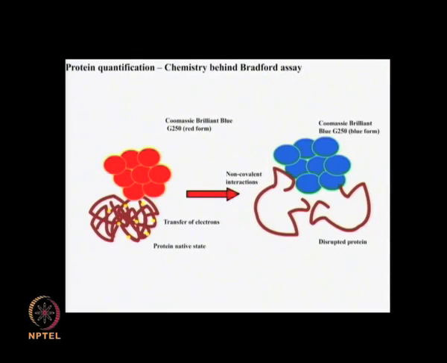An electron transfer reaction takes place between the red form of the Coomassie dye of the reagent and the native protein. This disrupts the protein structure and establishes several non-covalent interactions between the dye and protein. The transfer of electrons converts the dye into its blue form, thereby giving the solution a blue color.